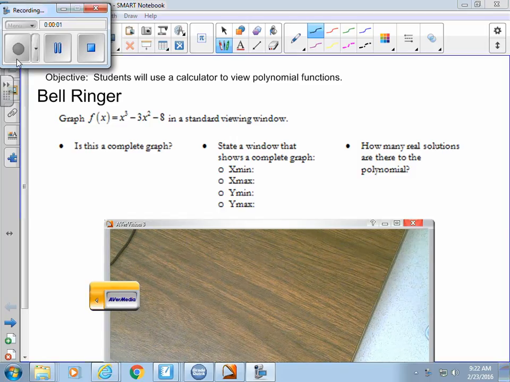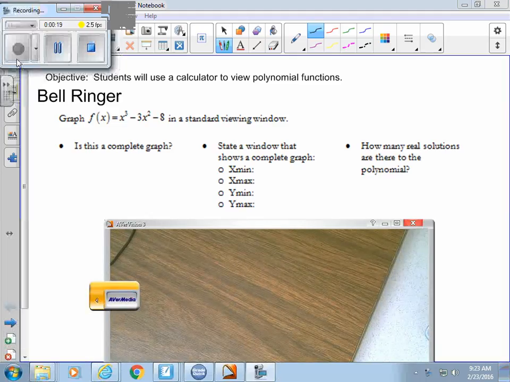Continue our polynomial function discussion. That's what Unit 6 is over, is polynomials. So we're going to continue talking about that today. We're going to start by looking at a polynomial in the calculator.